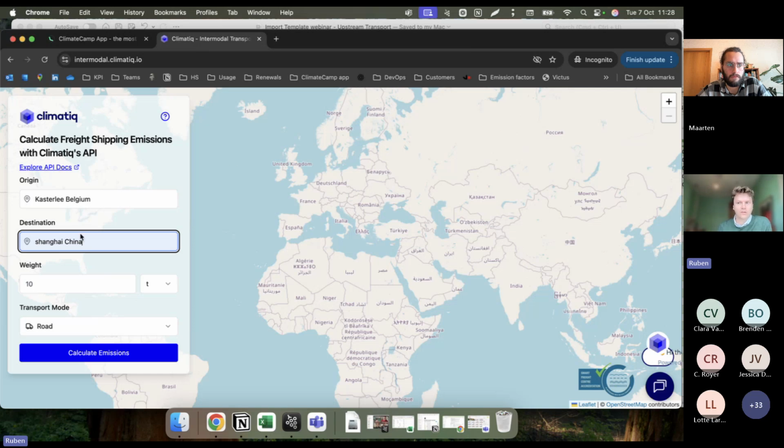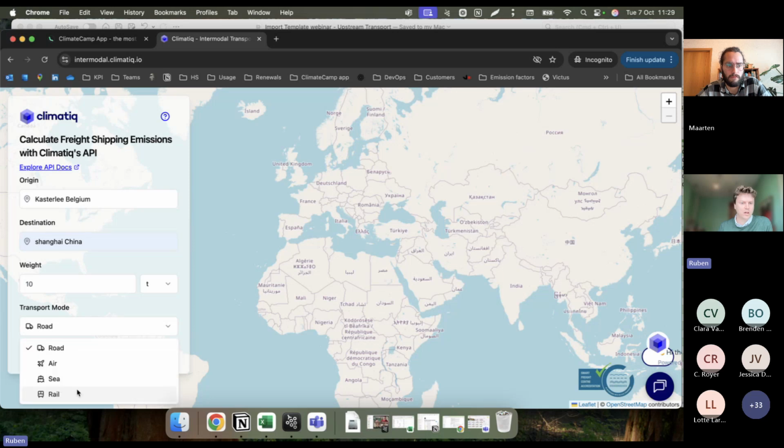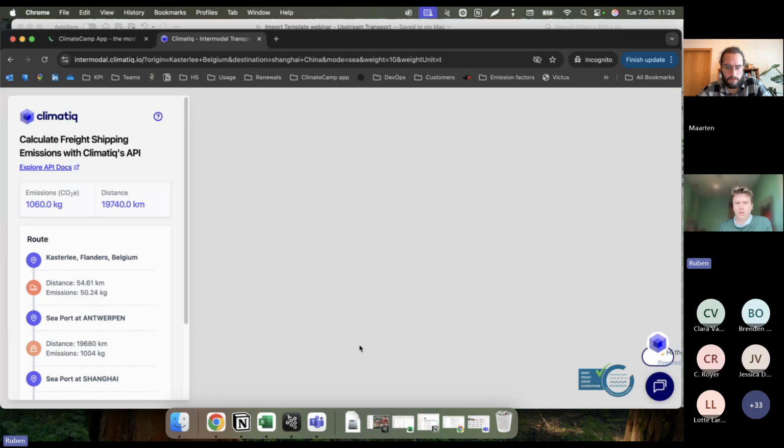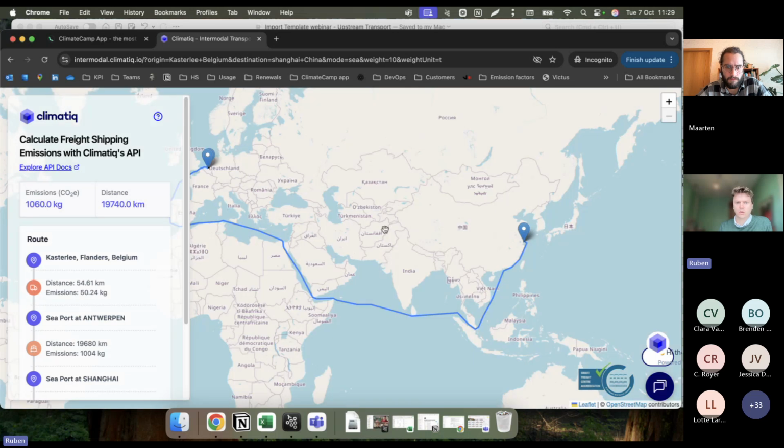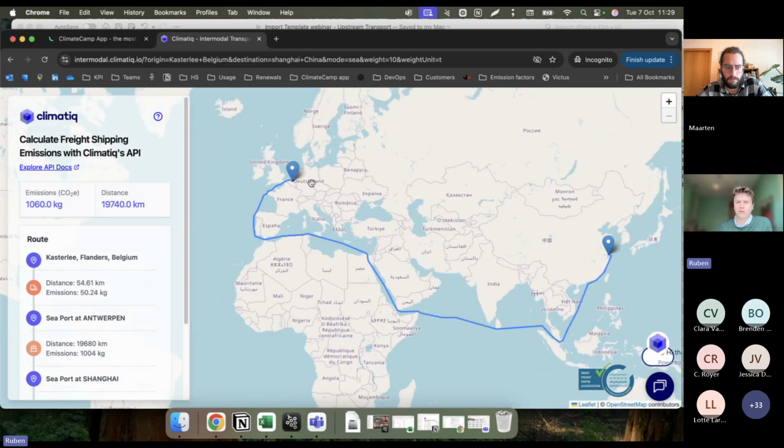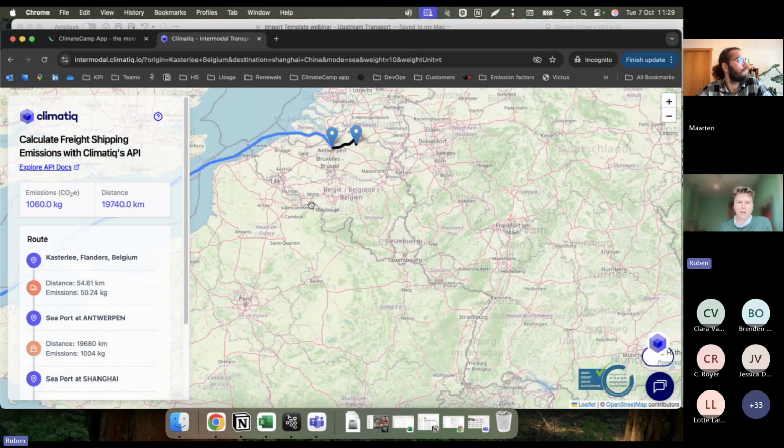We have 10 tons being transported, and we know that it is done by sea. So we'll then calculate the emissions, and we'll see the routes that are allocated for each transportation leg. In this case, we see that from Casterlee, Belgium, we still need to drive by truck to the port of Antwerp. We'll see here the first set of emissions visualized.